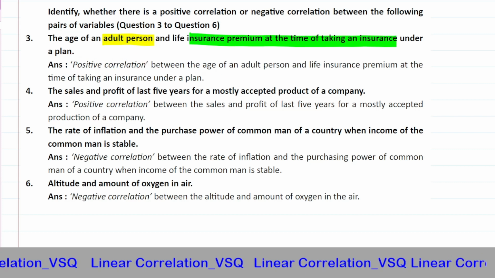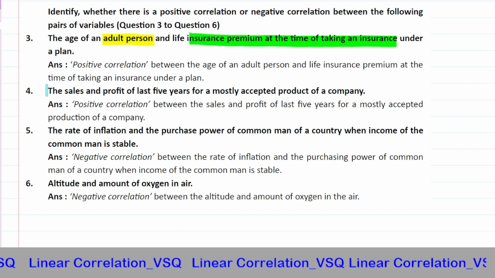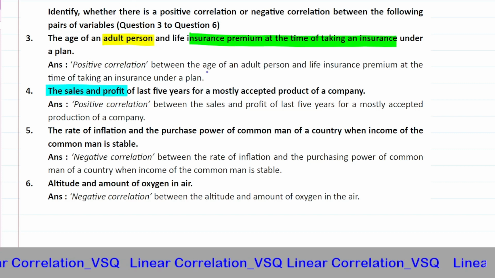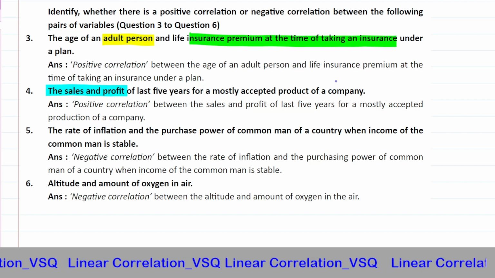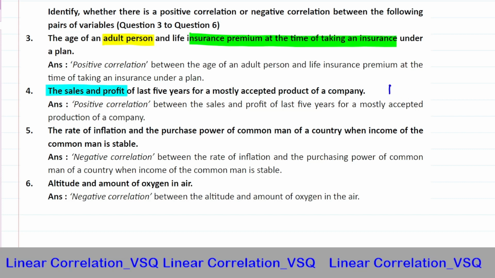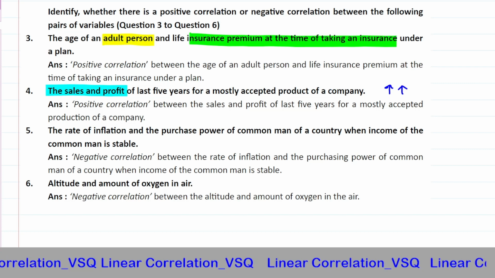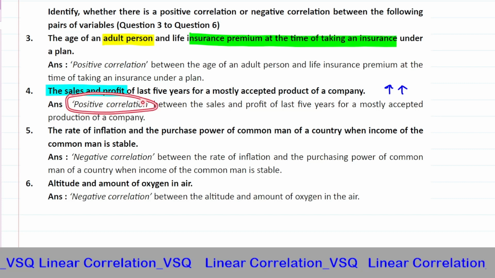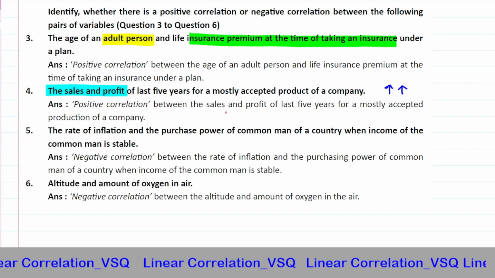Question number 4: the sales and profit of the last 5 years for a mostly accepted product of a company. Again, we know that if the sales of a company increase, profit also increases. When both values increase simultaneously, there is a positive correlation between x and y, the two variables.